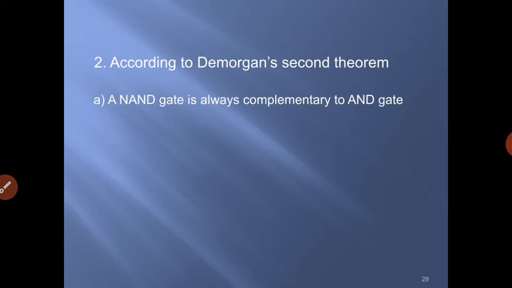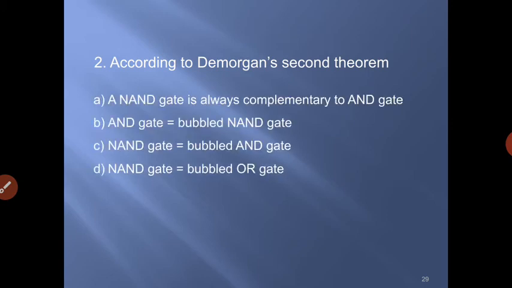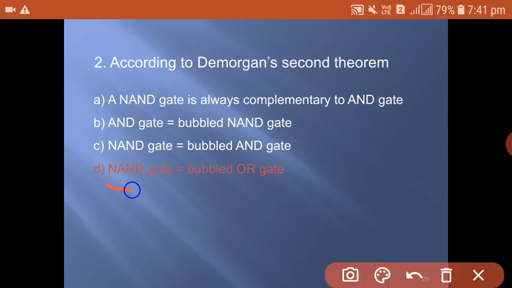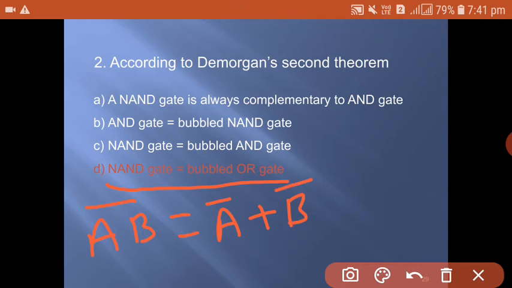Next, according to De Morgan's second theorem, you can say a NAND gate is equal to a bubbled OR gate, in a similar manner as discussed for the previous problem. What is De Morgan's second theorem? (AB) whole bar is equal to A bar plus B bar. So (AB) whole bar is nothing but a NAND gate, and A bar plus B bar is nothing but a bubbled OR gate. So according to De Morgan's second theorem, a NAND gate is equal to a bubbled OR gate.